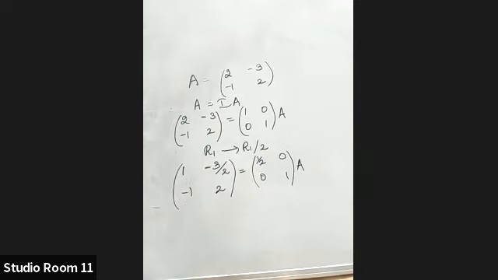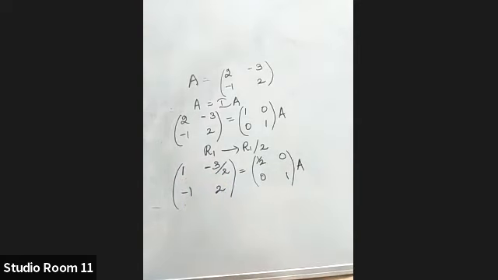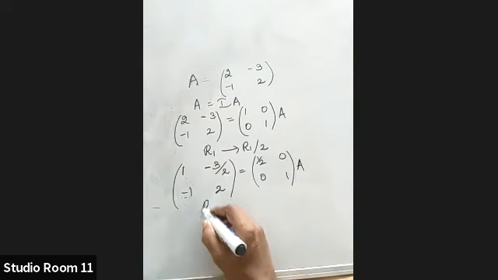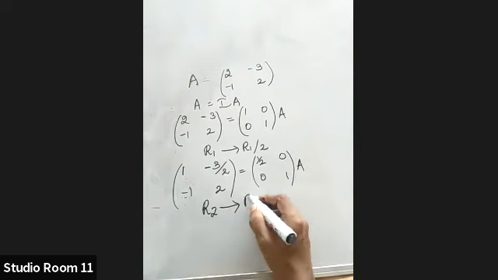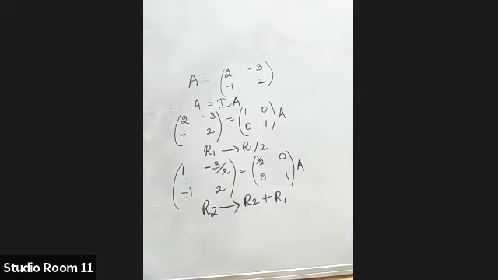Now what is the next step? First row, first column is 1. Then the remaining entries in that column are to be made 0. Here it is -1, and I want to make the second row entry 0. So the change we can do is R2 gets R2 plus R1. Is it correct?